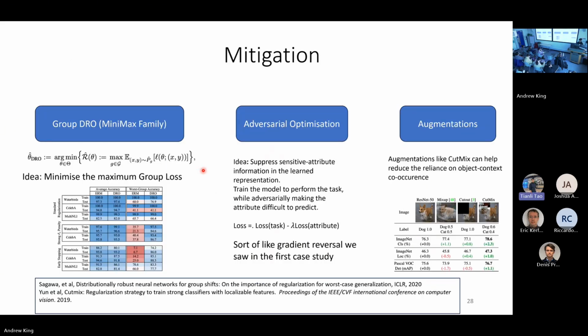Now coming to the mitigation. We've studied whether we can detect shortcut learning and whether we can localize reliance on spurious features that we know about, and what can we do about it? A very common approach is group DRO, which is basically an optimization approach that stems from the minimax optimization family. The core idea is that in every batch, we take the worst performing group and we minimize the loss for that.